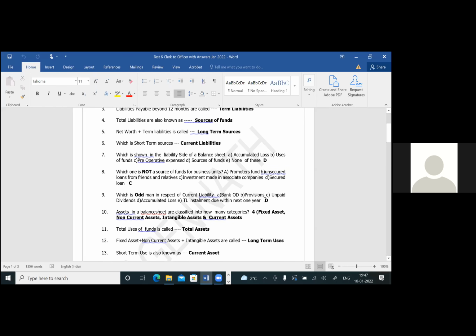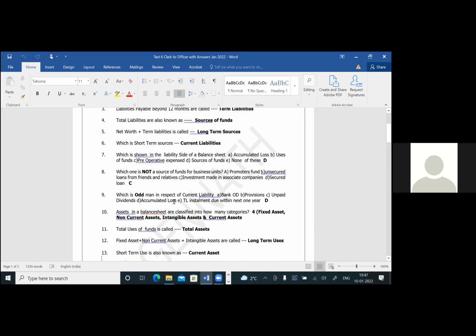Question number 9, which is odd man in respect of current liability? That means which is not a current liability. Instead of asking which is not a current liability, they are asking you to tick the odd man. Let us see. Bank OD, I told you bank OD is a current liability. Then provisions, also a current liability. Unpaid dividends, I told you it is a current liability.